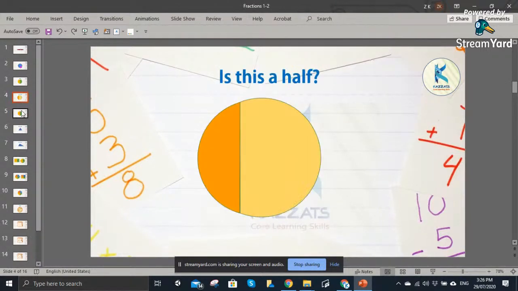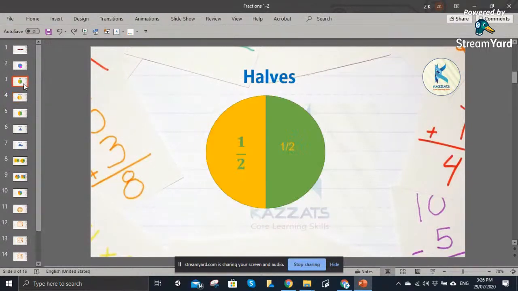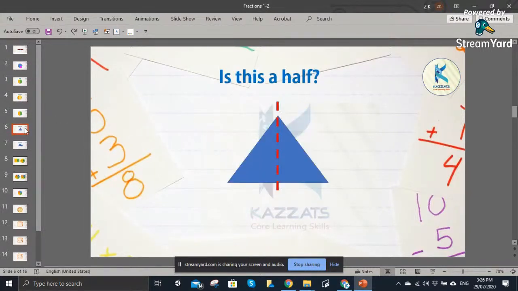Please remember that when we are talking about halves, if there are two parts, it will be halves. All the students, please look at the spellings, halves. And when we are going to talk about a single part, it will be called half. Okay, let's take some other examples.